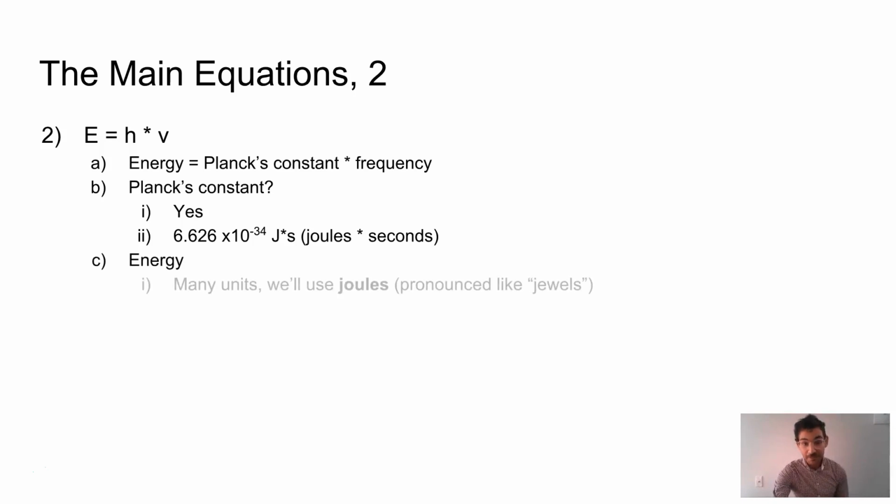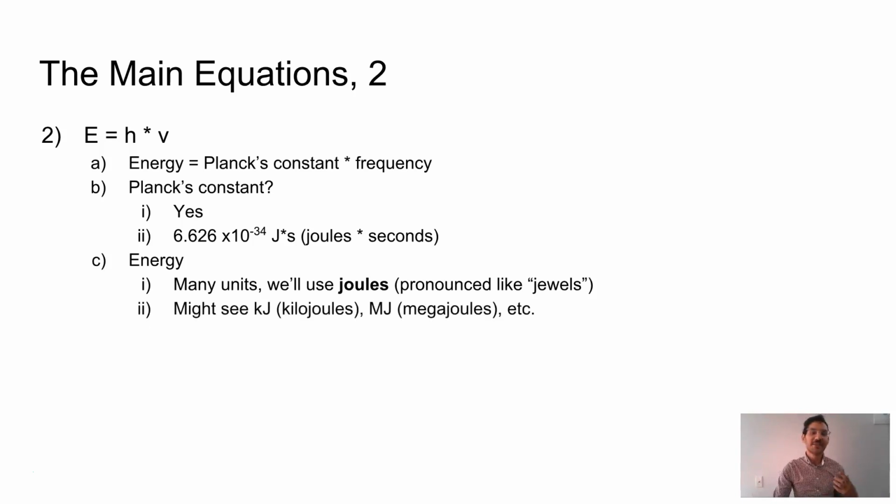And so energy, the units we're mainly going to use for energy are joules. There's many ways that you can measure energy, but we're going to use joules for the most part. And so we might see units of kilojoules or megajoules, other prefixes applied to joules. That's pretty common, particularly if we're talking about large-scale energy production.